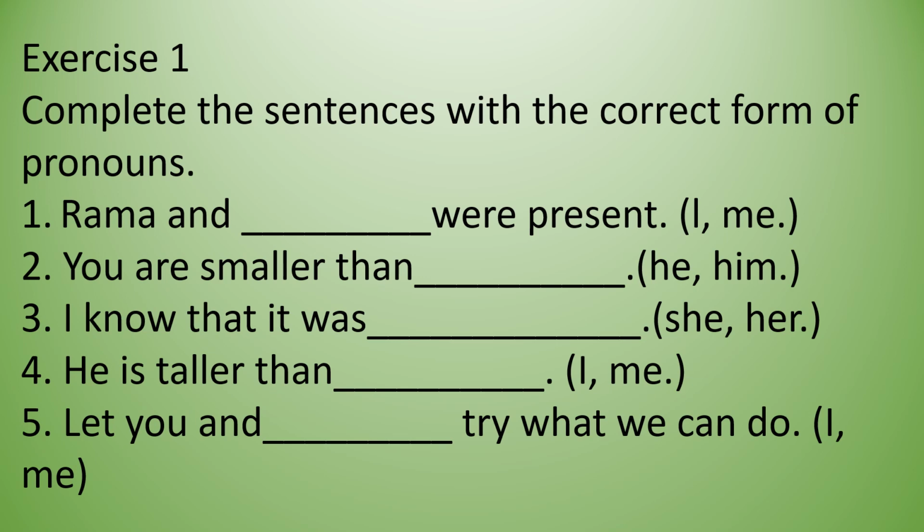So, your first exercise is complete the sentences with the correct form of pronouns. First, Rama and dash were present, in bracket I or me. Second, you are smaller than dash, in bracket he or him.